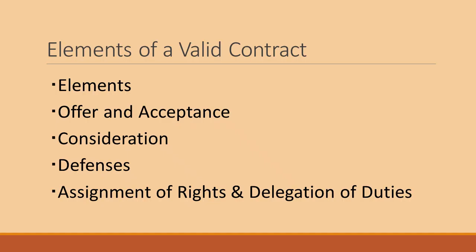All right. Next, let's talk about what the elements are. Now we're going to go just to valid contracts. So what are the elements? In the law, we use the term elements. We're going to talk about contracts, and I don't know if it's next week or the week after, we're going to talk a little bit about torts. And the elements are the sections or portions that make up a valid contract or a valid tort claim.